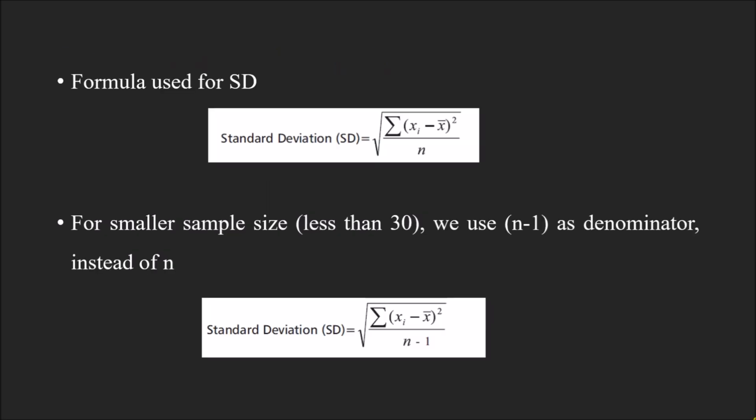The formula that we can use for calculating standard deviation is root over summation of (xi minus x bar) whole squared divided by n, where xi is the individual value in the given dataset, x bar is the mean value of these observations, and n is the sample size. When the sample size is small, that is less than 30, we use n minus 1 rather than n in the denominator. So this becomes the formula when the sample size is less than 30.